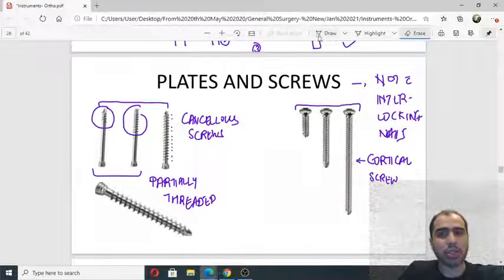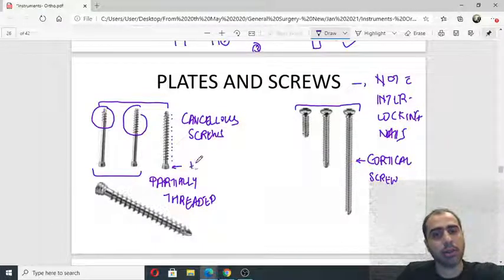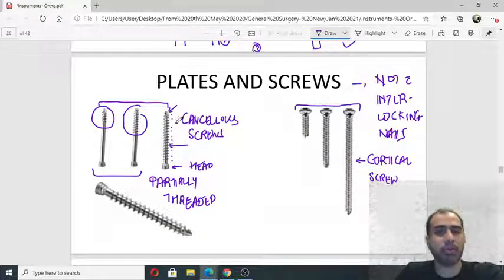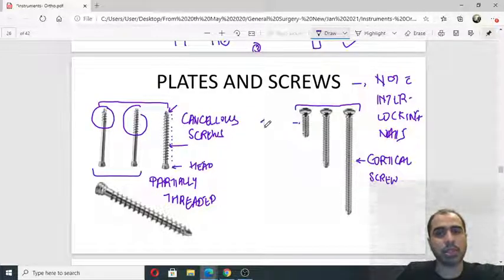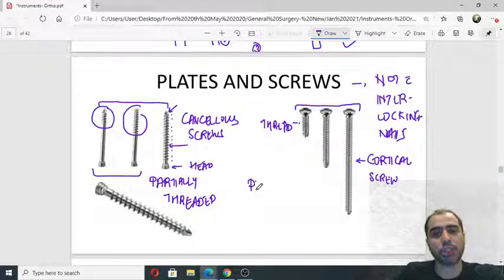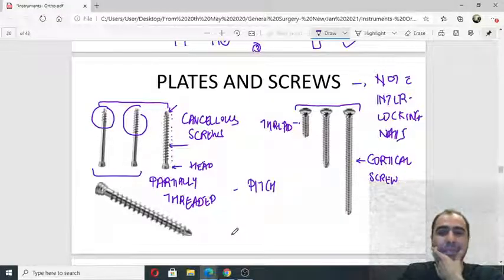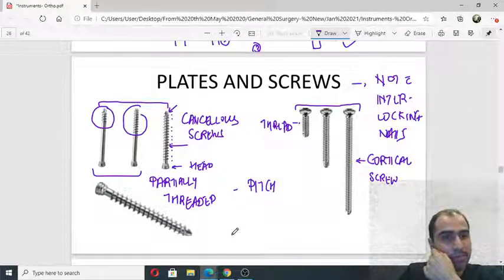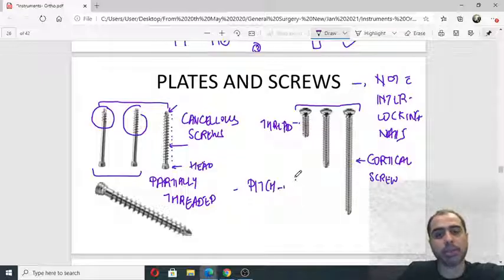So cancellous screws, what are the parts of a screw? You have a head. This is called the head of a screw. Then you have the shaft. Then you have the tip: head, shaft, tip. And these things are called the threads. The rotations, they are called the threads. Anybody can tell me the meaning of the word pitch? What is the pitch of a screw? So pitch is nothing but the gap between the threads.